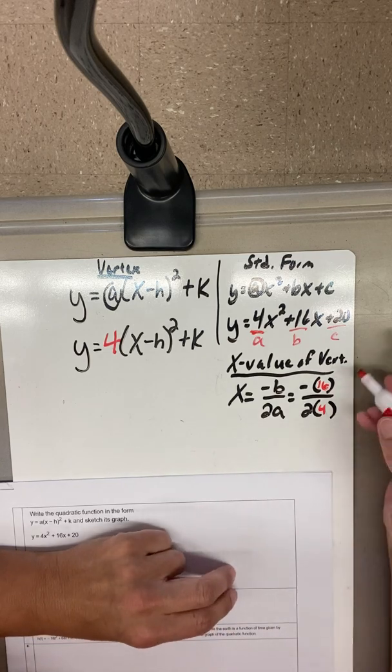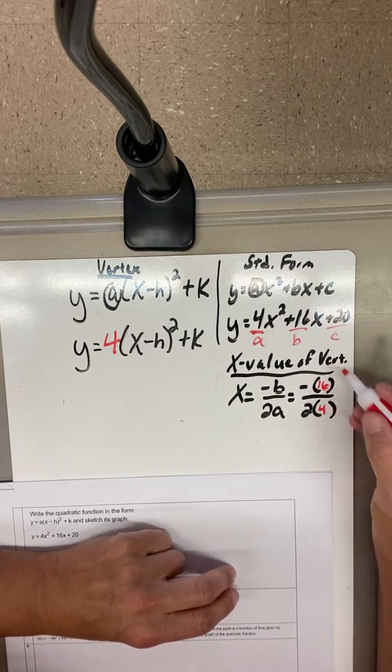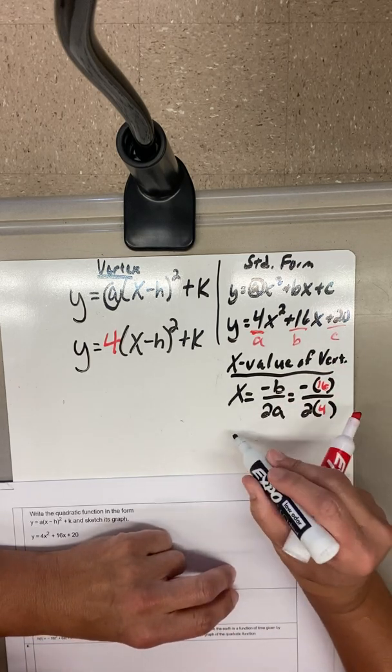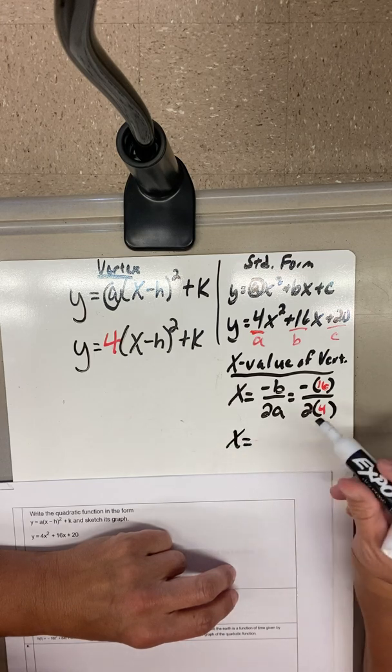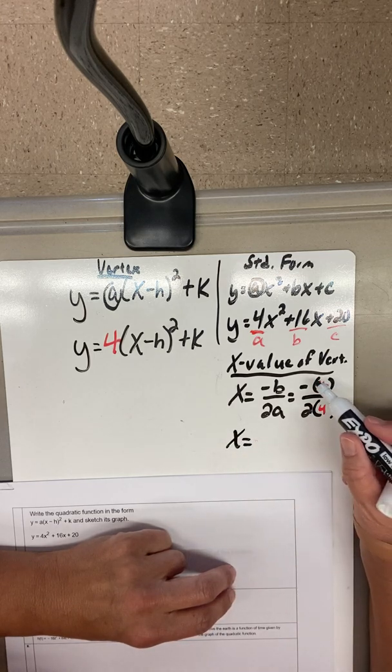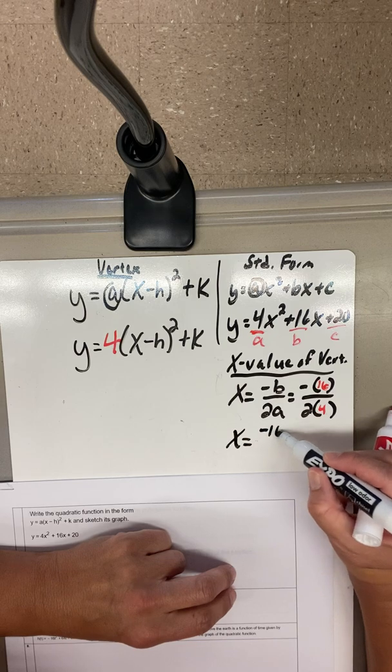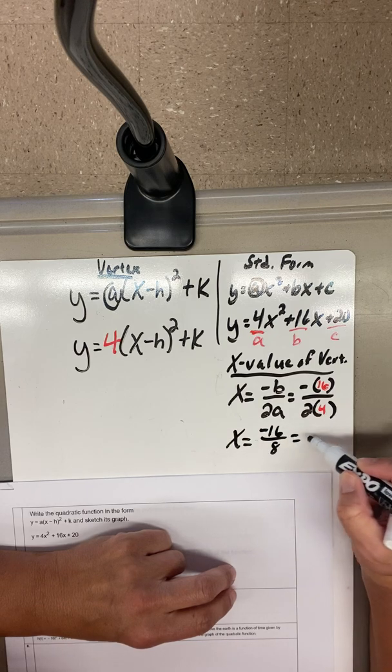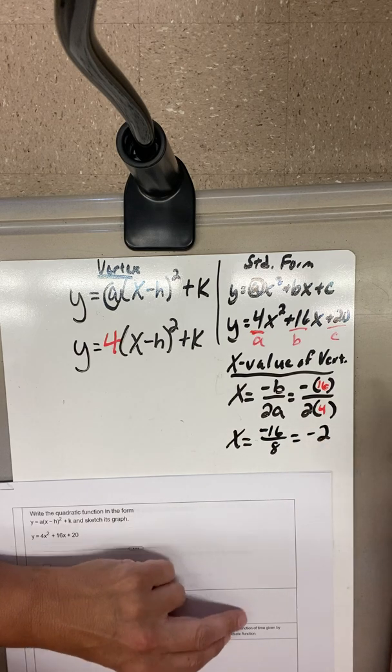Now, again, I would type this in the calculator. Alpha y equals, make a fraction. Use parentheses because calculators make fewer mistakes than we do. Negative 16 over 2 times 4, which is 8. So we're going to get an x value of negative 2.